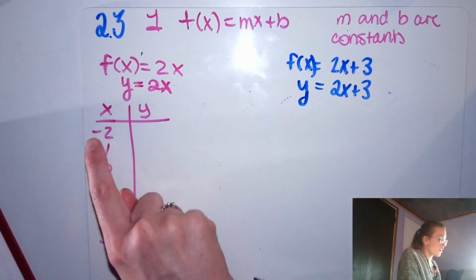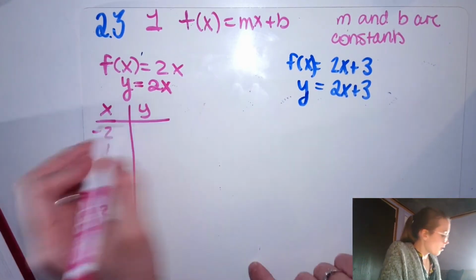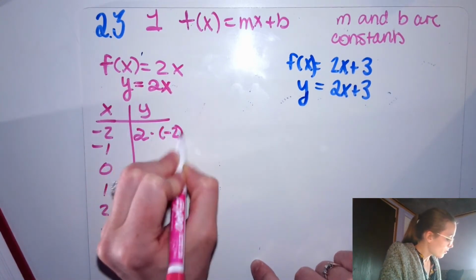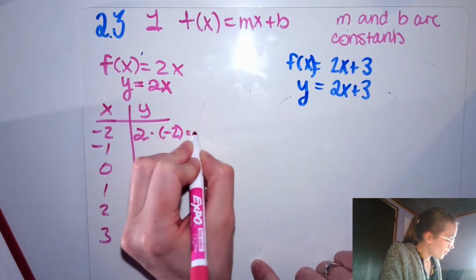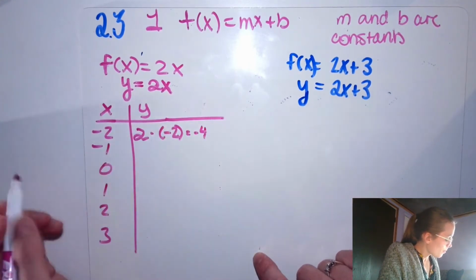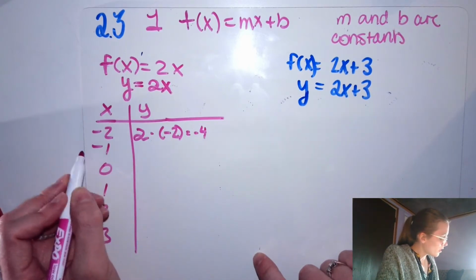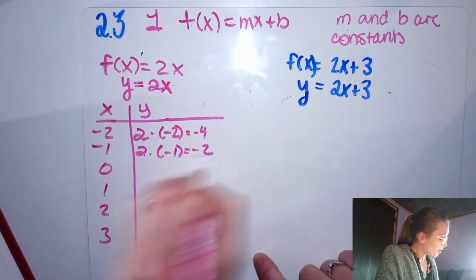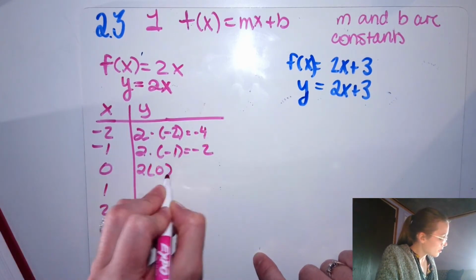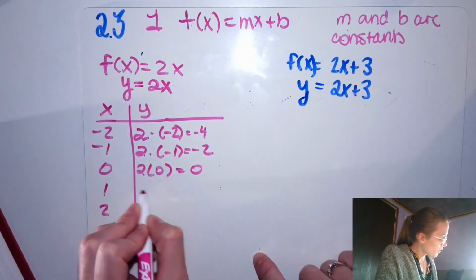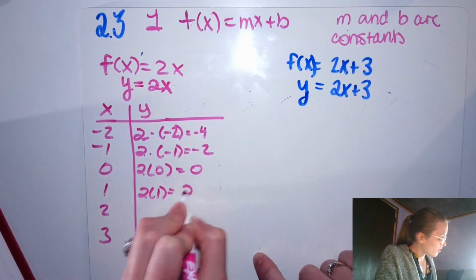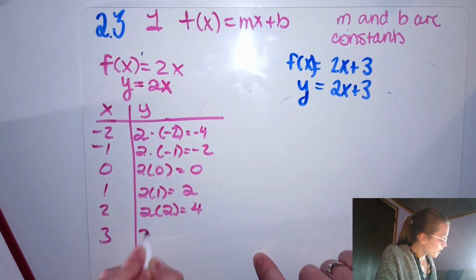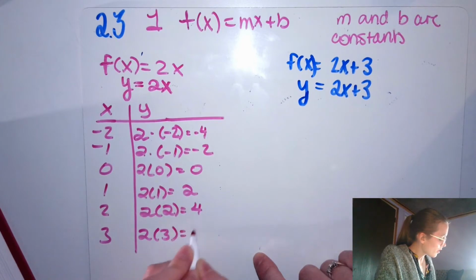So for -2, the output will be, well, you just plug -2 into here, so you'll get 2 times -2. So you'll get -4. Here we've got -1. So you plug that in here, we'll get 2 times -1, -2. 2 times 0 here, 0. 2 times 1, 2. And 2 times 2 is 4. And 2 times 3 is 6.